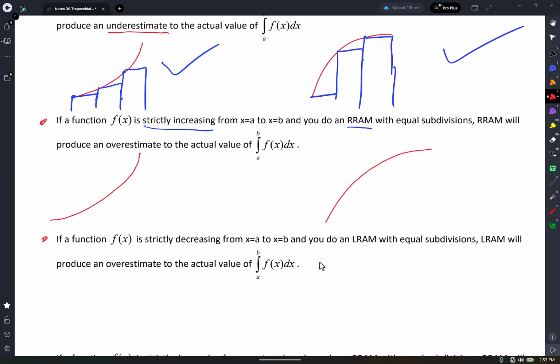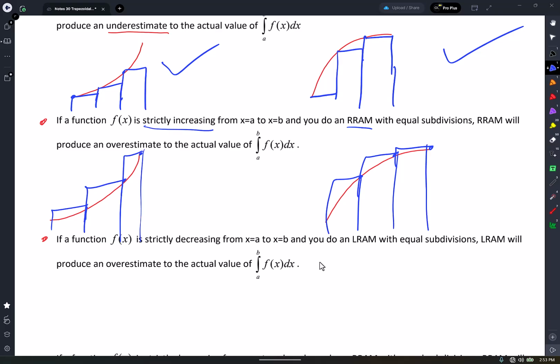All right, let's see. Put three RRAMs. Oh yeah, look at that. They're all above the curve. Oh, what about this one? What about that one? We already know.